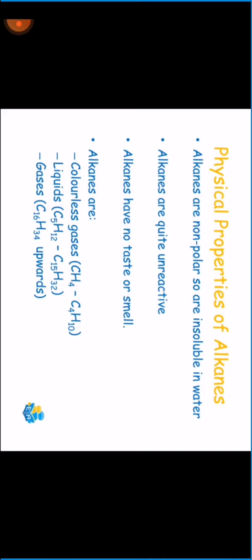So some physical properties of alkanes: they are nonpolar, so they're insoluble in water, but they are soluble in organic solvents as a result. They're quite unreactive, they have no taste or smell, and they are colourless gases from C1 up to C4. They are liquids from C5 to C15, and they are solids then from C16 upwards.